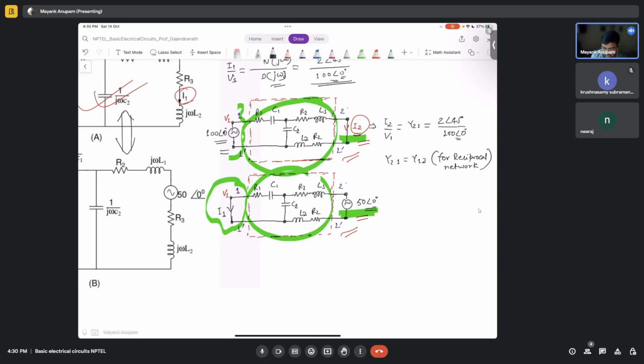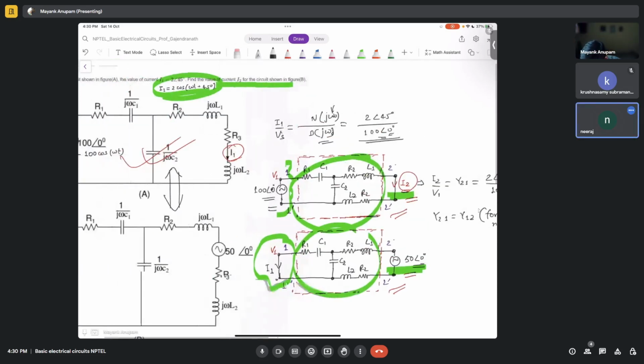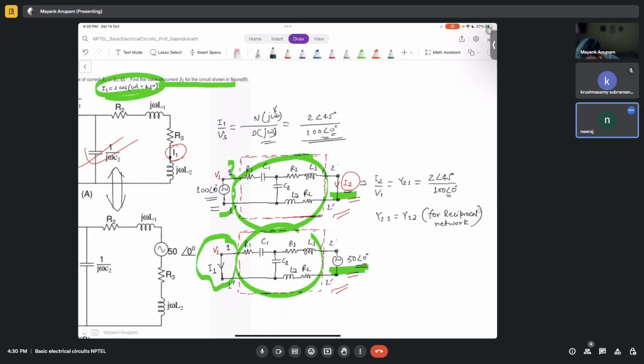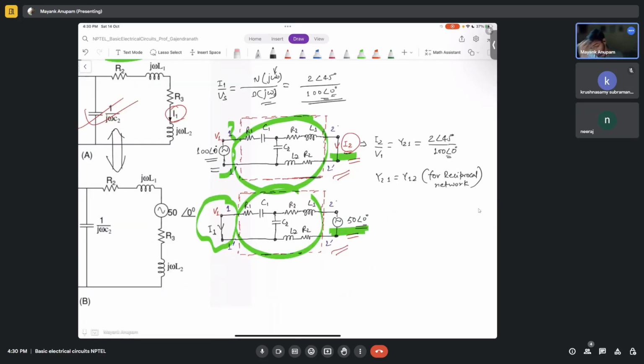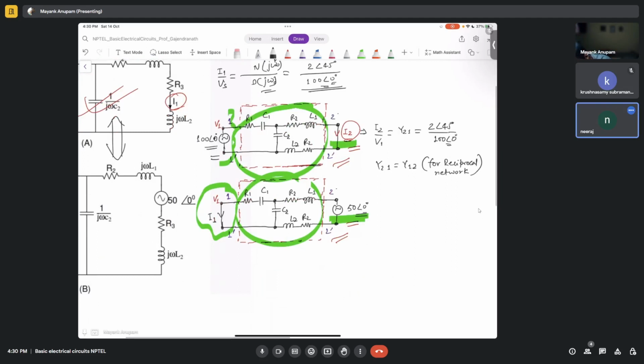And we know that any linear time invariant network is also reciprocal, right? Basically any network which consists only of resistors, inductors and capacitors is always a reciprocal network. So that is why in this case, what is Y12? Y12 is indeed equal to what in this figure? I1 by V2, right? Which is equal to how much? I1 we want to calculate and V2 we know, right?